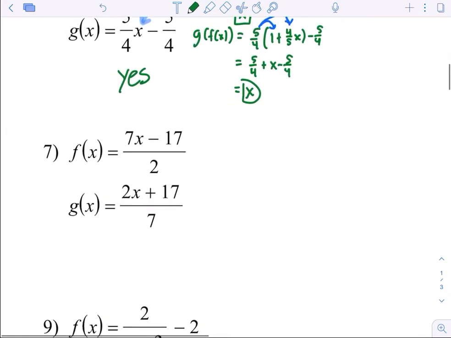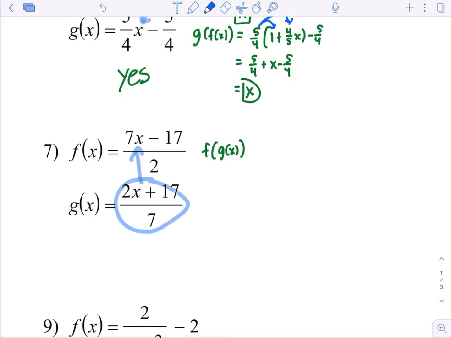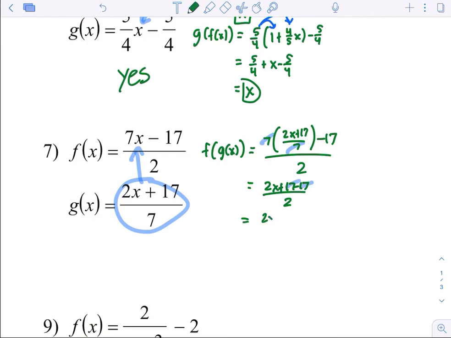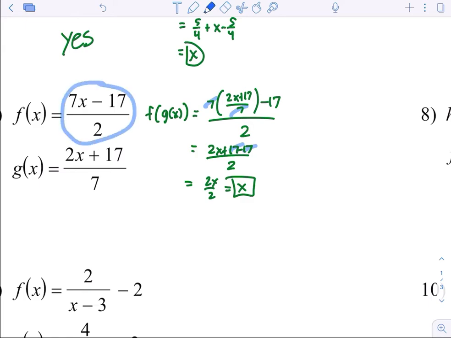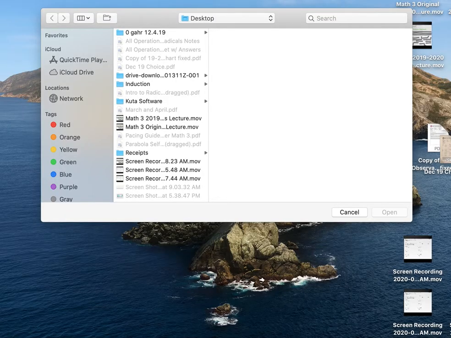7. F of g of x. Substitute g of x in for that x for f. So we're going to get 7 in parentheses 2x plus 17 all over 7 minus 17 all over 2. These 7's will cancel, so then you guys just get 2x plus 17 minus 17 all over 2. These cancel, so all you have is 2x over 2, which is simply just x. So that worked out. Now let's do the other way around. This whole thing and substitute it in for there.